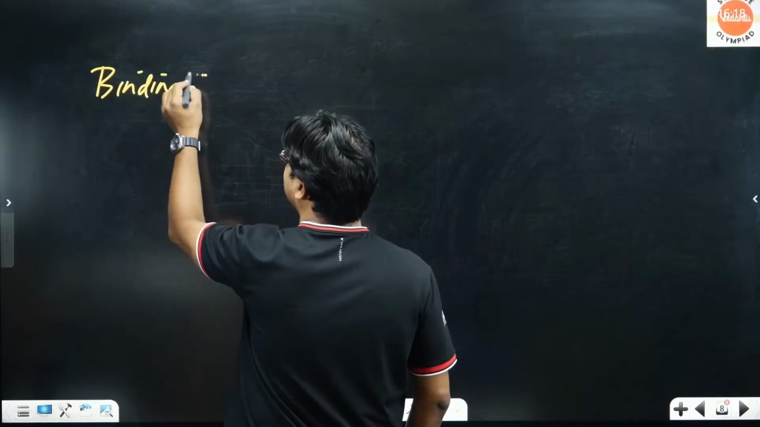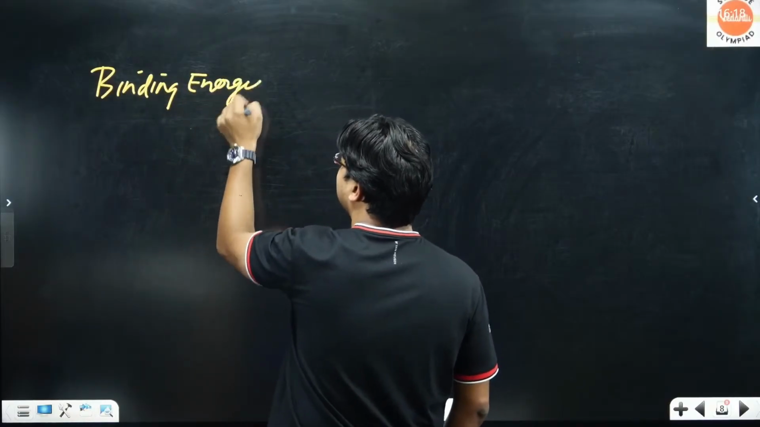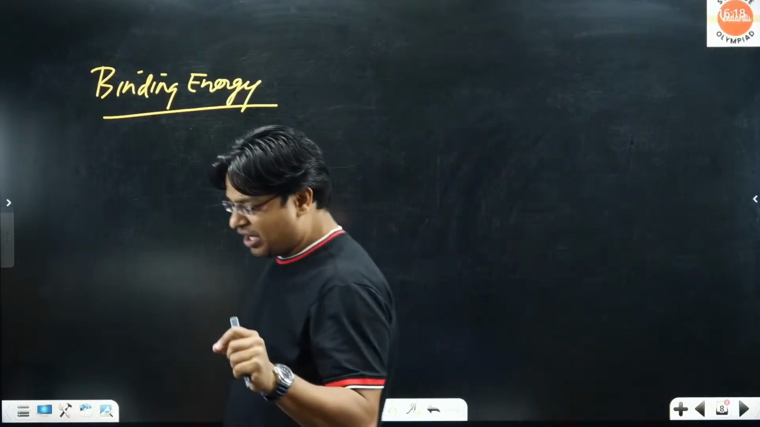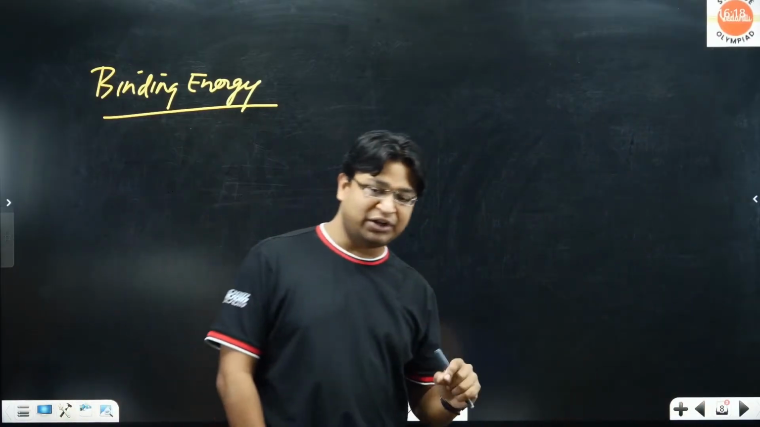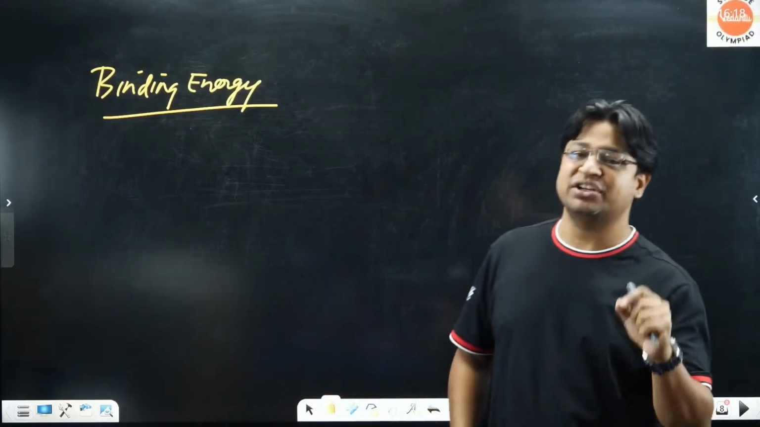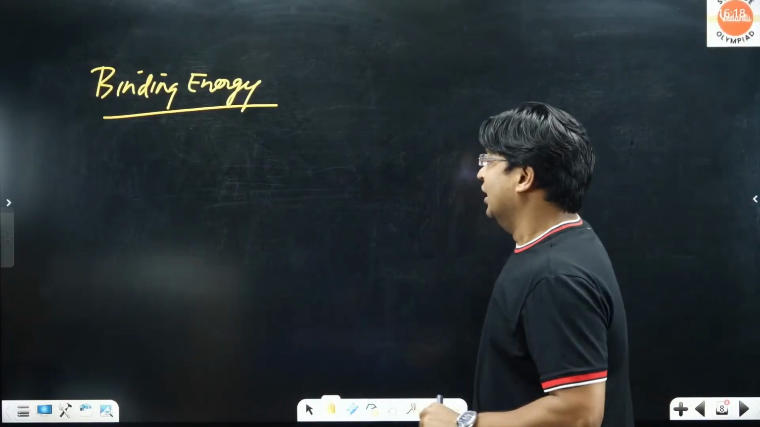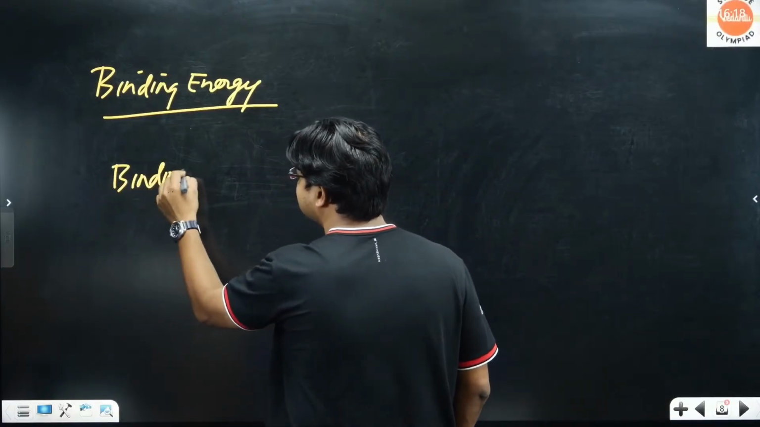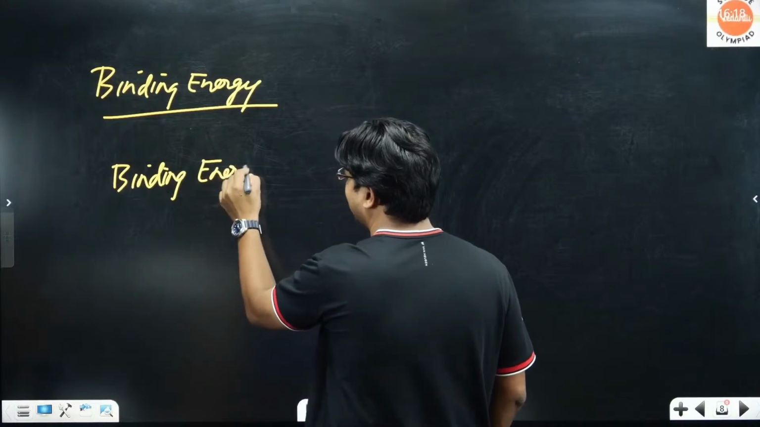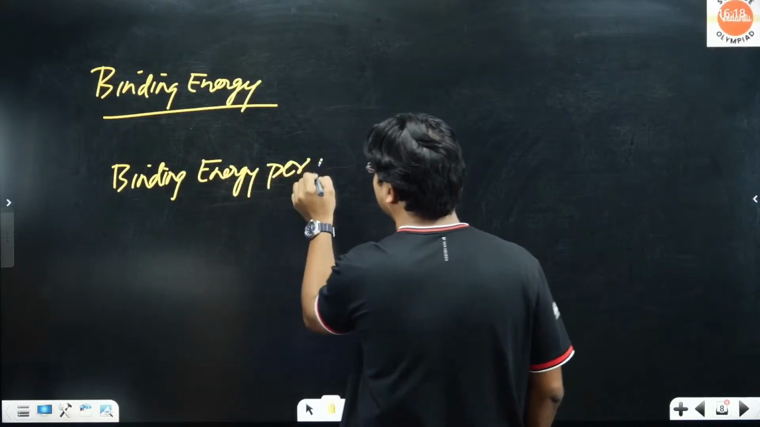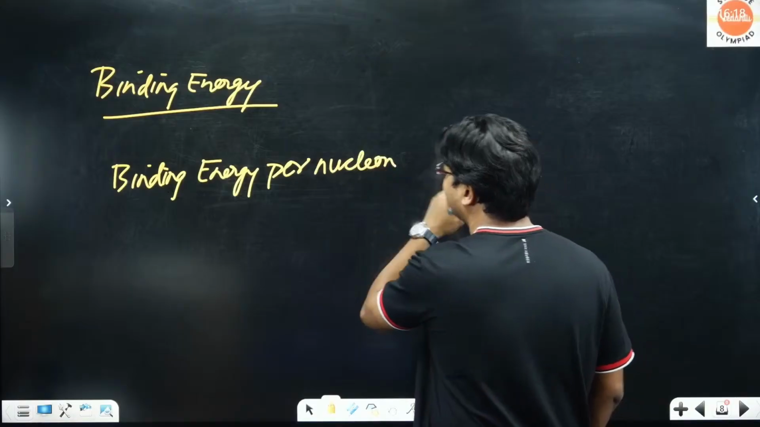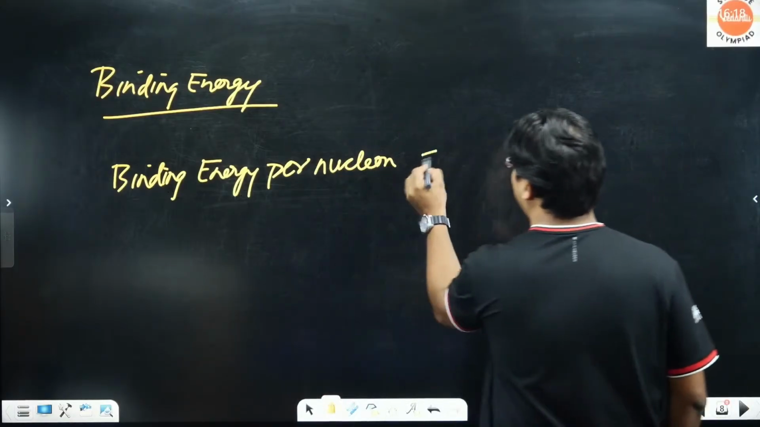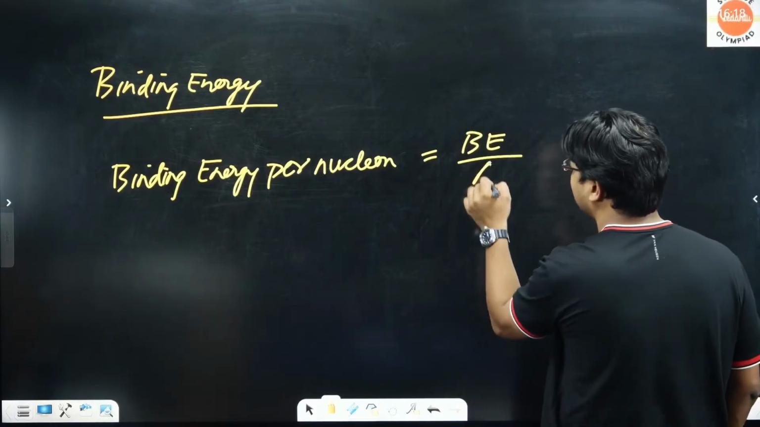It is the amount of energy released in the formation process of a nucleus, or you can also say that it is the amount of energy that we have to provide to a nucleus so that it breaks into constituent particles. Okay, now there is something called binding energy per nucleon. What is nucleon? Protons and neutrons, they are collectively called nucleons. Okay, so binding energy per nucleon.